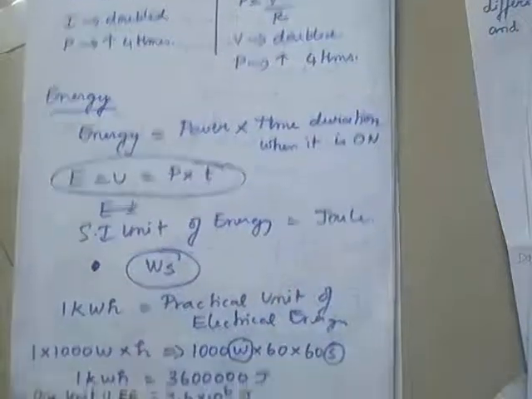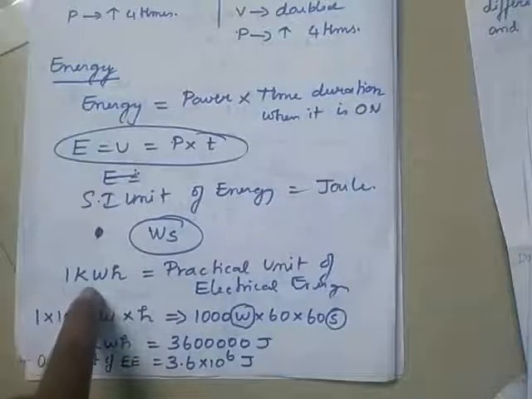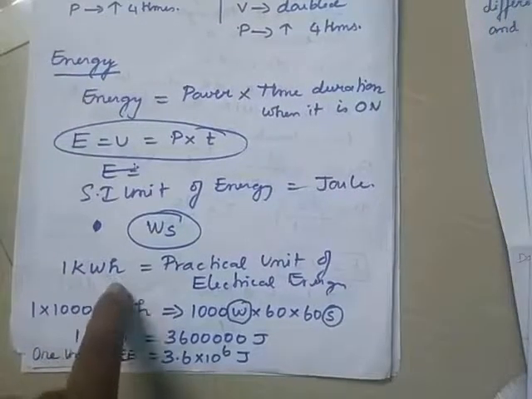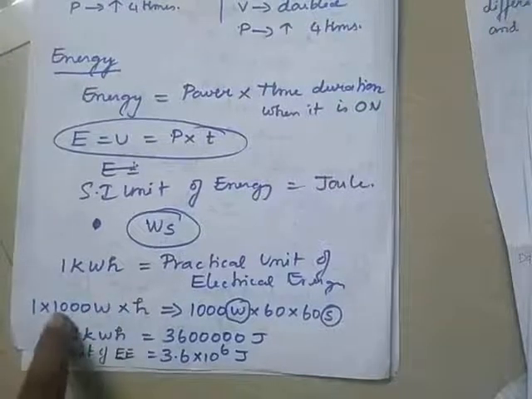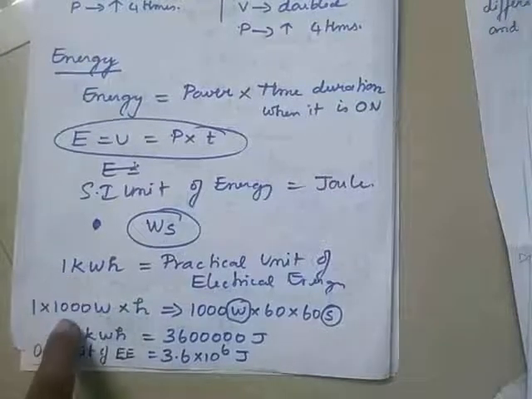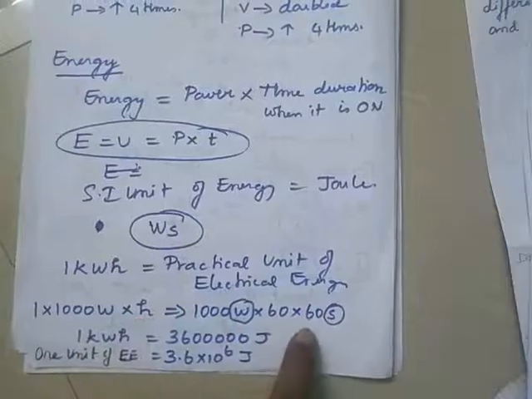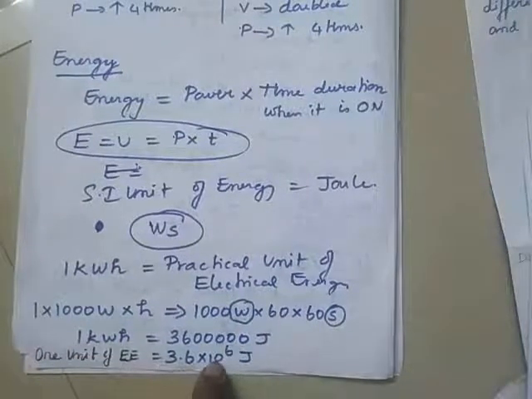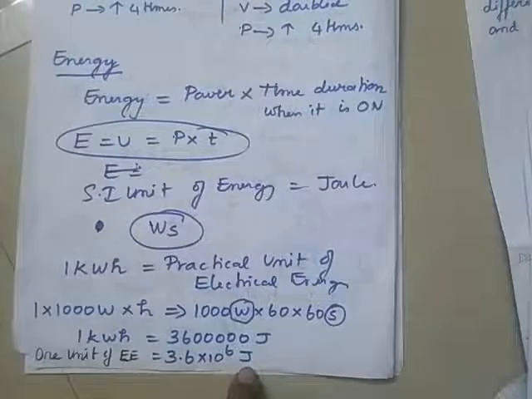The practical unit of electrical energy is 1 kilowatt hour, which is always equal to 1 unit. Here we can write kilo as 1000, and hour as 60 into 60 seconds. We get 1 kilowatt hour is equal to 3.6 into 10 power 6 joules. It is 1 unit of electrical energy.